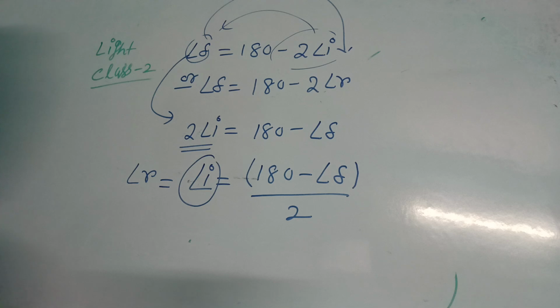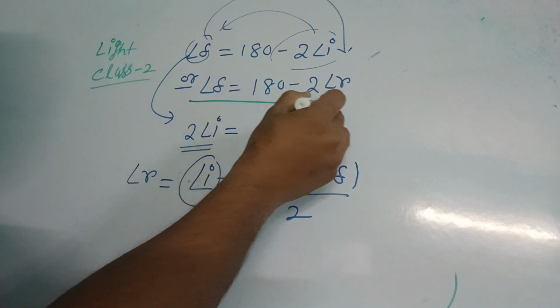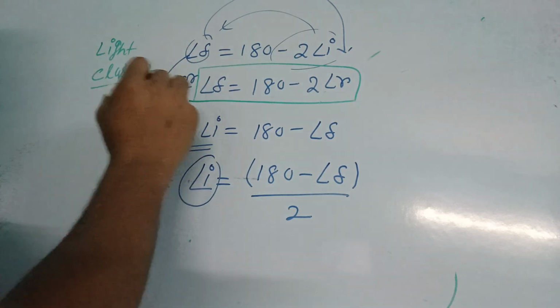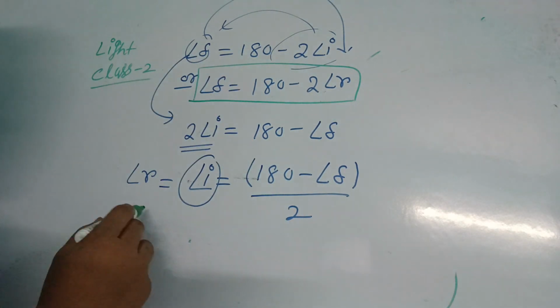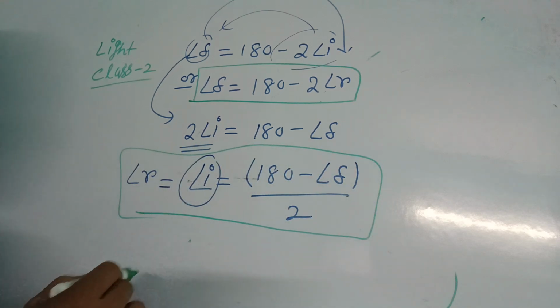Okay, remember this one. So how to find delta? Delta equal 180 minus twice of I or twice of R. But I and R can be written as 180 minus delta divided by 2. Remember this one. Now consider one example.